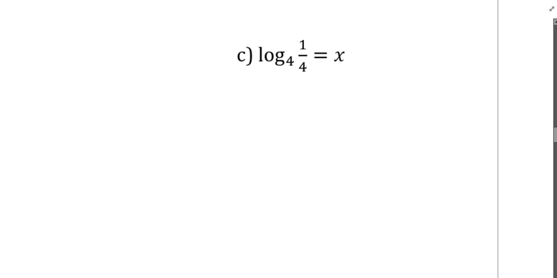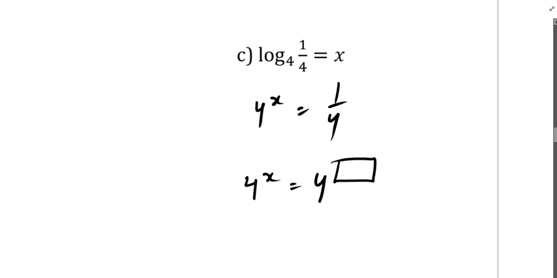So you would always start a question like this by rewriting it. And then if you think about the other examples that we've done, the next step looks like this. 4 to the x equals 4 to the something. I've got to fill in that box. So what can I raise 4 to the power of to make it 1 over 4? Negative 1. We haven't seen a lot of that in this course.